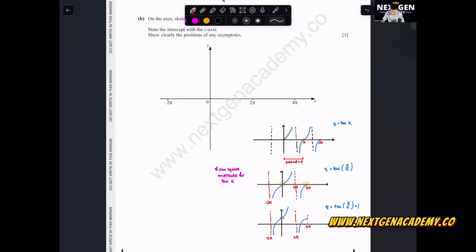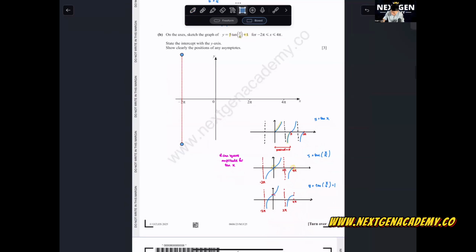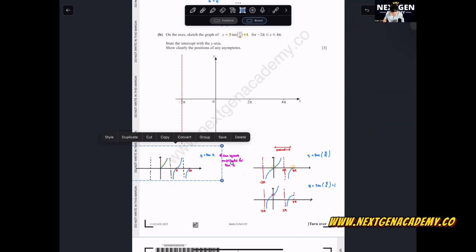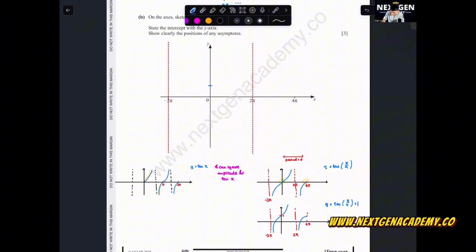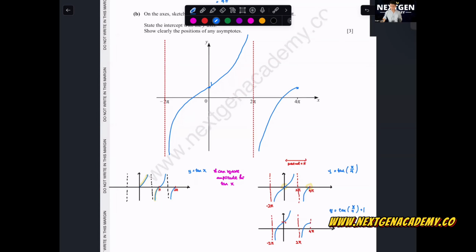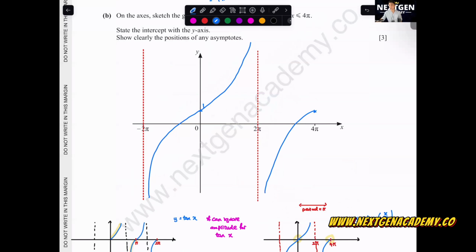Okay, let's sketch this out. I will draw the two asymptotes first at negative 2 pi and 2 pi. Now let's draw. According to our diagram, we have 1 here, and 1 later here also. It will end up over here, same level, right? Draw this, like this. Anything else we need to label? That's all. This is how we get the 3 marks.